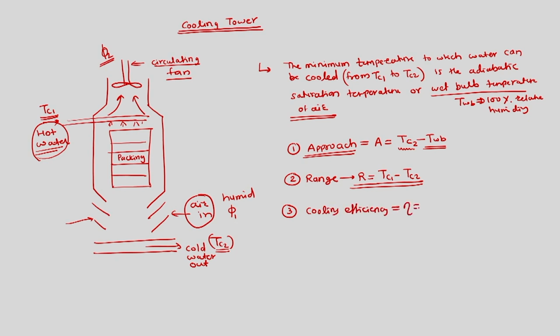Then there is the third concept, which is called efficiency, cooling efficiency, and this is eta, and this is equal to actual cooling divided by maximum possible cooling. So for the efficiency of the cooling tower, actual cooling is TC1 minus TC2, which is the range, and maximum possible is TC1 minus TWB, that is the wet bulb temperature. So this is the efficiency of cooling for a cooling tower.